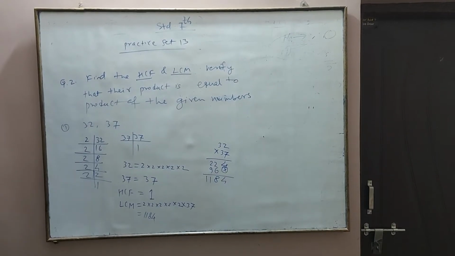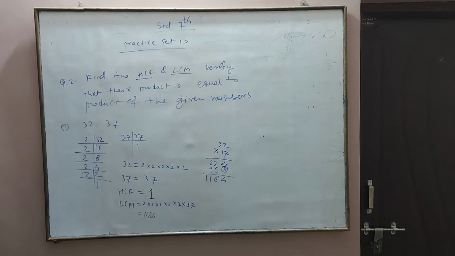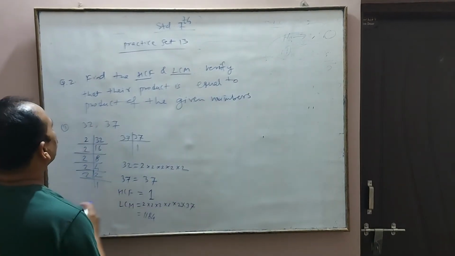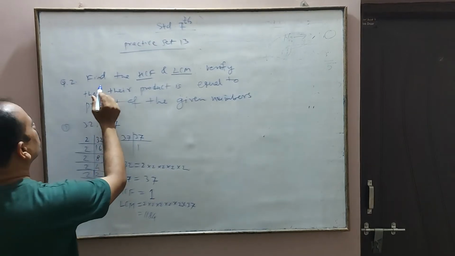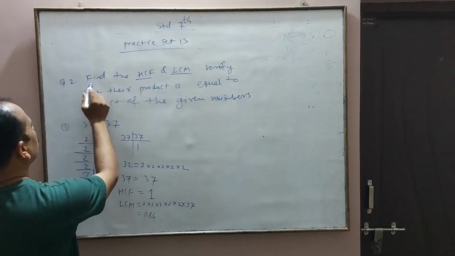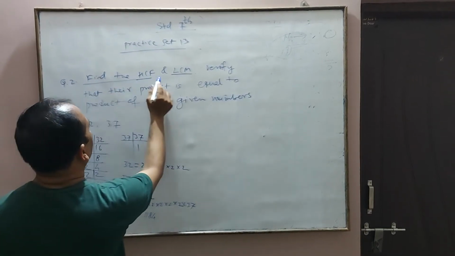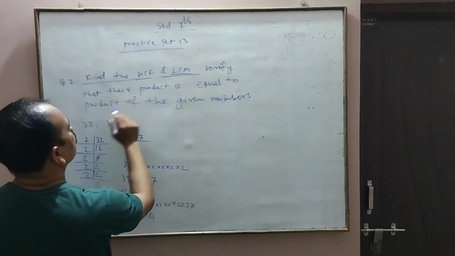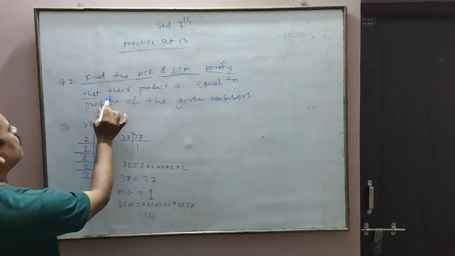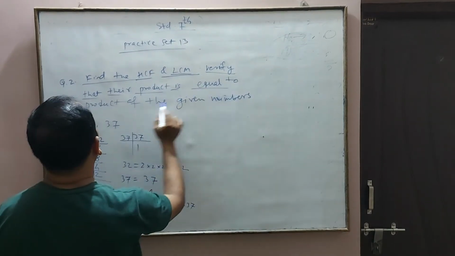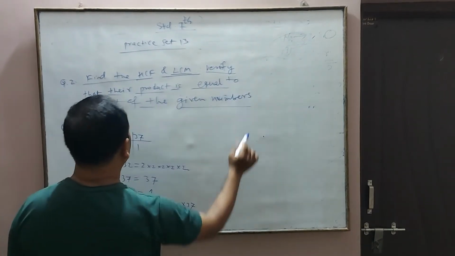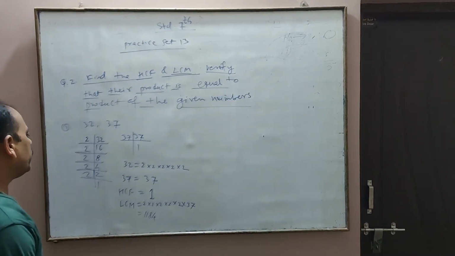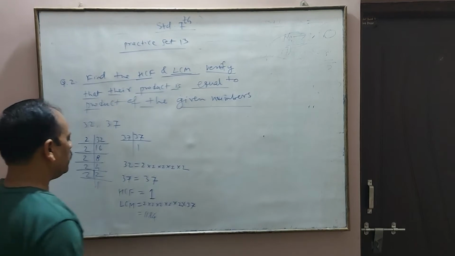Okay. This is the first part of the answer, find the HCF and LCM. Now the second part is verify that their product is equal to the product of the given numbers. Now here we see already these are co-prime numbers, so its LCM is 1184.